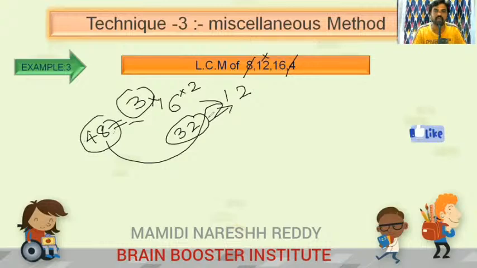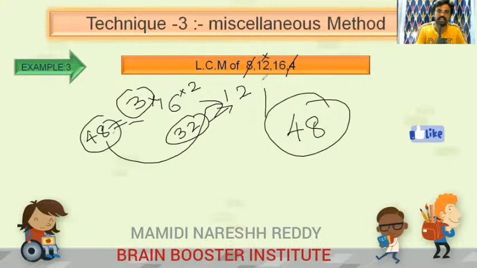12 fours are 48. So as 48 is a multiple of 16, and 48 is a multiple of 12, it is the least common multiple of 16 and 12. So the final answer is that 48 is the least common multiple of the given four numbers, 8, 12, 16, and 4.